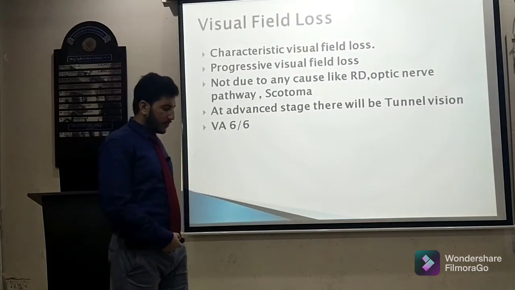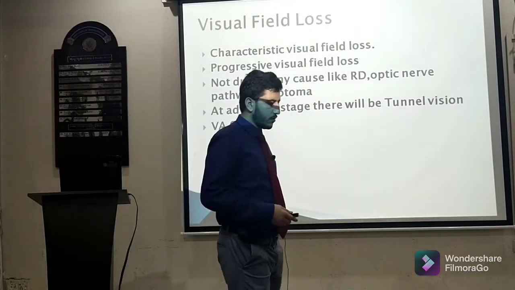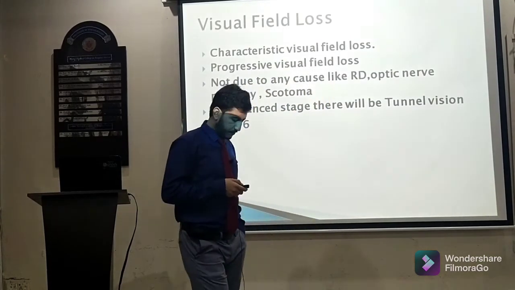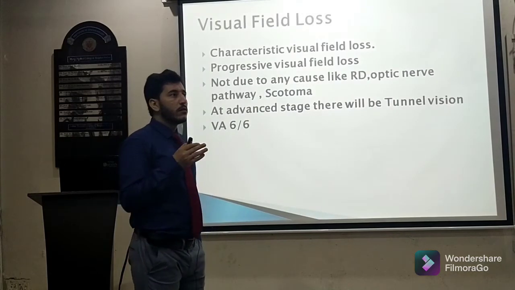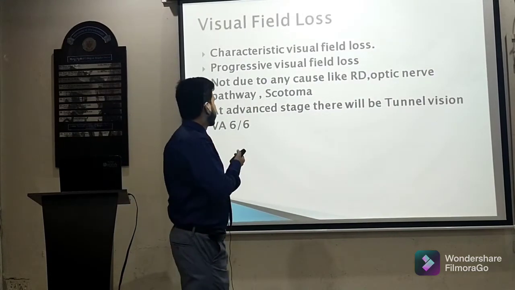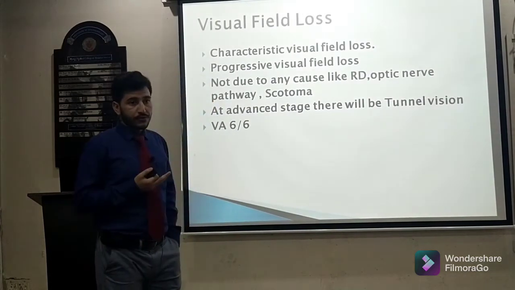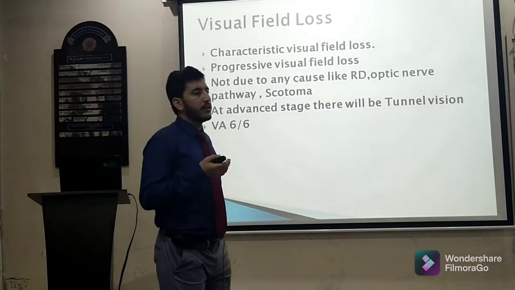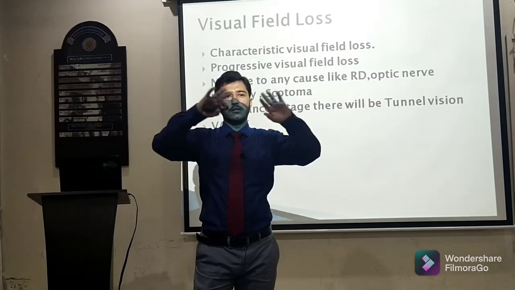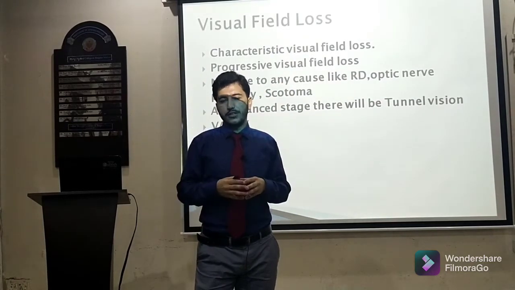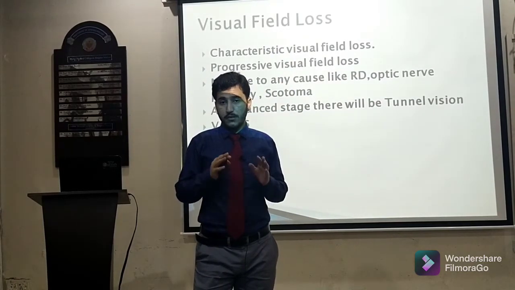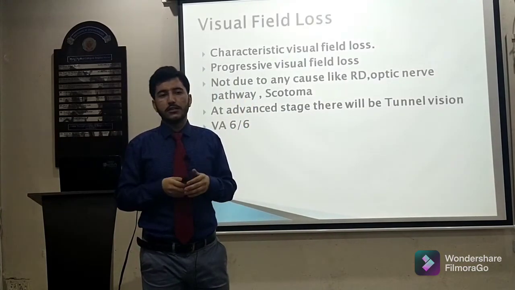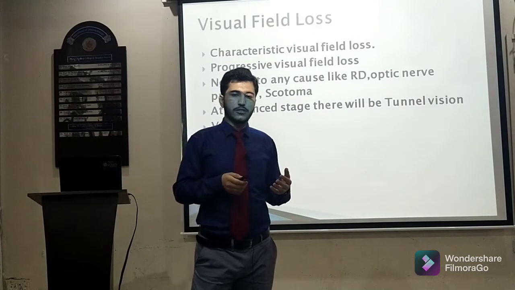The third parameter of glaucoma is visual field loss, which is a characteristic visual field loss. Progressive visual field loss means the patient will lose peripheral vision first, then paracentral, and at the end there will be central or tunnel vision.